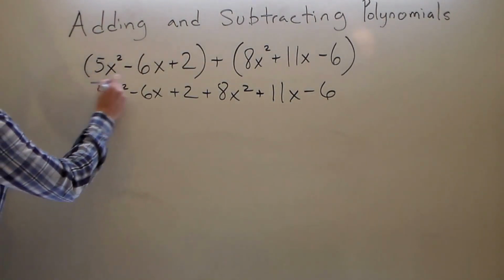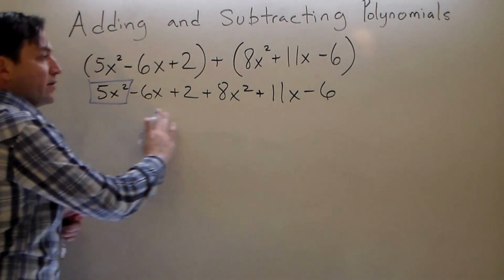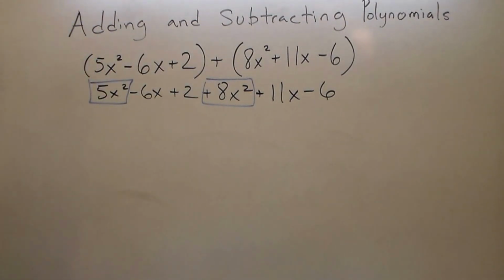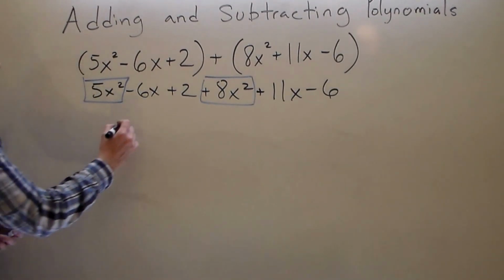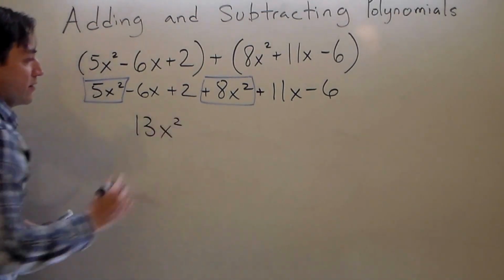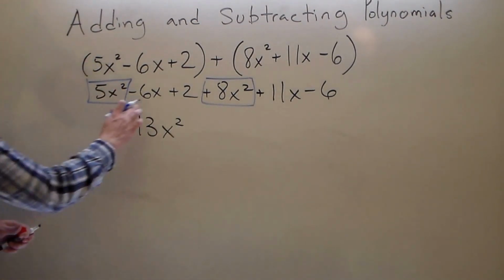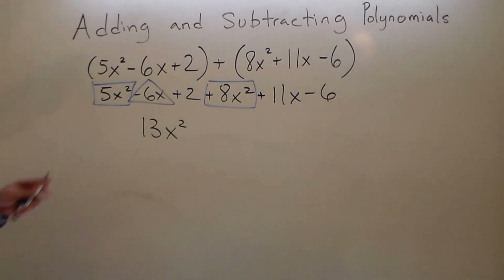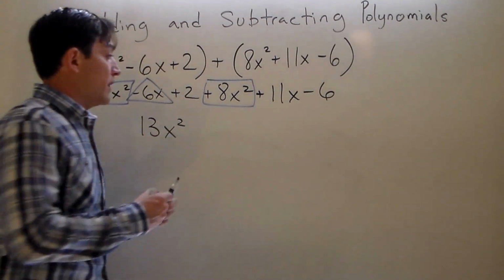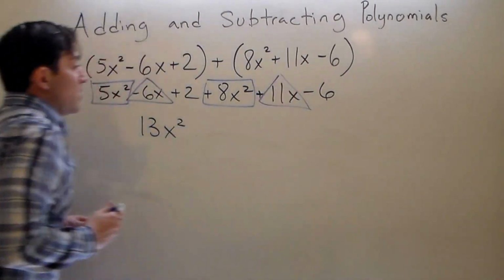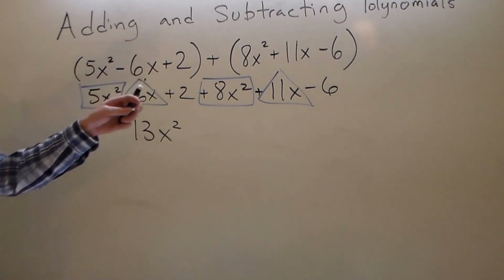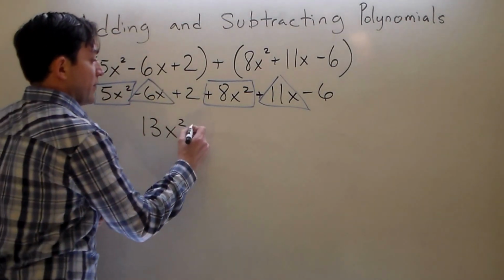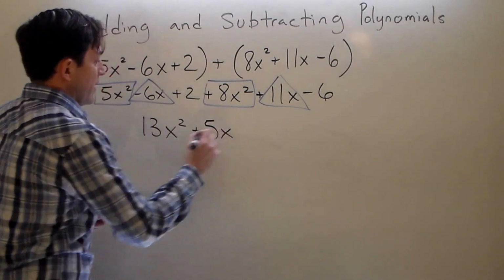Right here I have an x squared. I'll put a box around it. Do I have any other x squareds that I can see? I have one right here. So all I have to do is 5 plus 8, which is going to be 13x squared. Alright, next I'll go to my next term. So right here I have negative 6x. Do I have any other x terms? I do. I have an 11x right here. So I have negative 6 plus 11, or I can think of it as 11 minus 6. So I'm just going to be left with a positive 5x.